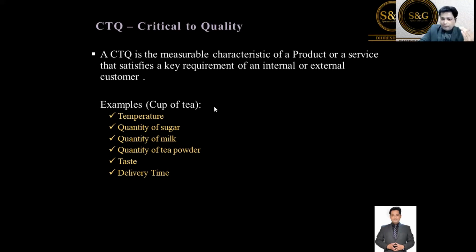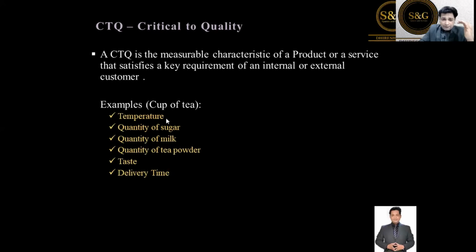Let's take an example of cup of tea. Now in cup of tea, what are the measurable characteristics that will satisfy the customer's requirement? One is the temperature of the cup of tea, so temperature, okay. Then the taste of the cup of tea. Delivery time, the time at which that is delivered to the customer will satisfy the customer or dissatisfy. If the delivery time is more, it will dissatisfy the customer. If taste is not good, it will dissatisfy the customer. Temperature, if it's too cold or too hot, again it will dissatisfy the customer.